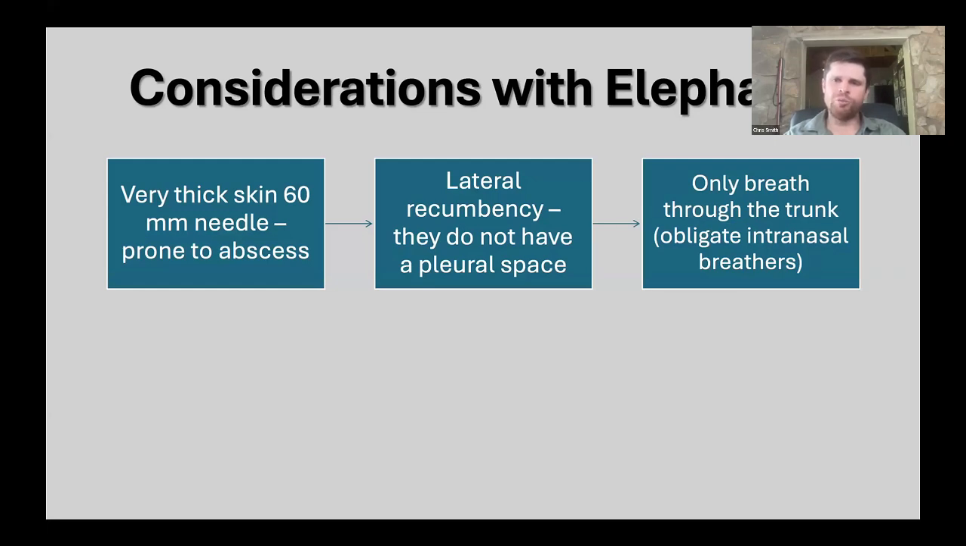Elephants are obligate intranasal breathers. Essentially, that means that they only want to breathe through the trunk, when they obviously do not have an ET tube placed. We're not going to be talking about tubing elephants. That's more from a zoo medicine point of view. So obviously now, because they only breathe through the trunk, there are some considerations that you need to think about.